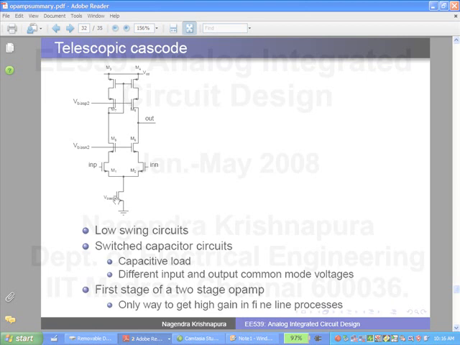What's that? Yeah, you may not realize it. You may not be able to realize a stable op-amp with a very high gain and a very high bandwidth. That's it. Okay.